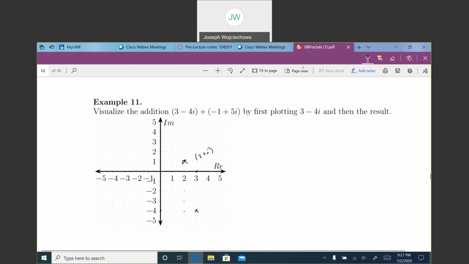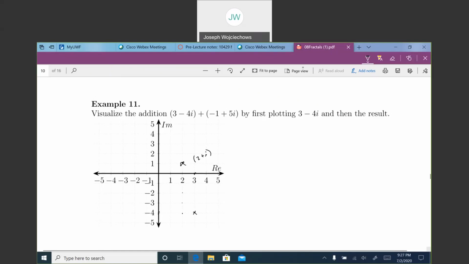So let's do this the other way and see if we get the same thing. 3 minus 4i plus negative 1 plus 5i. I'll have 3 minus 1, and I have minus 4i plus 5i. Plus 2 plus i is what we have.